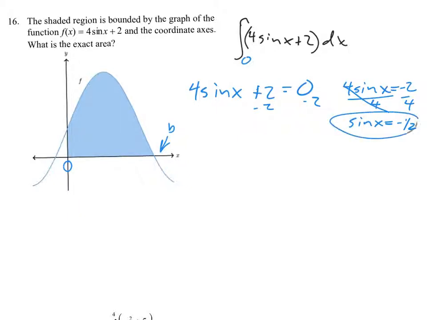Okay, well, we've got to think about this on the unit circle. When does sine equal negative 1/2? And it's when it first does it, because it's when it first hits this 0. So when does it equal negative 1/2 on the unit circle? Let's think about that. Well, sine is really like your y values.